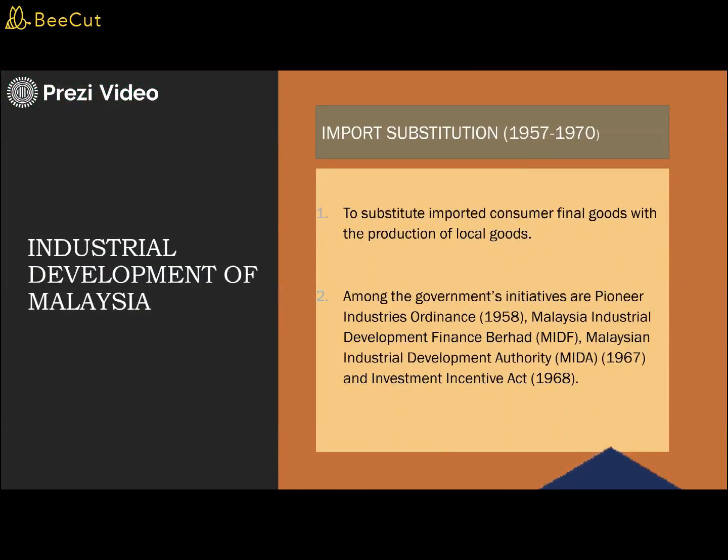The aim is to substitute the imported consumer final goods with the production of local goods. In 1958, the Malaysian government offered a tax incentive to domestic firms to pioneer industries in the production of goods which were previously imported. Such a tax incentive encouraged the establishment of new industrial producers, which translated into a higher domestic supply of certain goods.